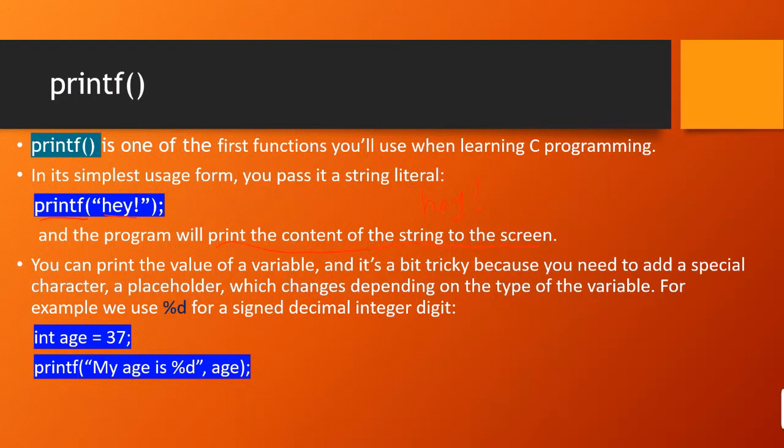You can also print the value of a variable, and it's a bit tricky because you need to add a special character, a placeholder, which changes depending on the type of the variable. For example, we use %d for a signed decimal integer. Now int age is equal to 37. The printf string will be "my age is %d", followed by the variable age, and the output will be: my age is 37.